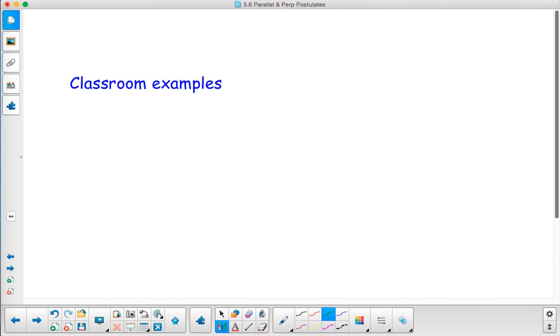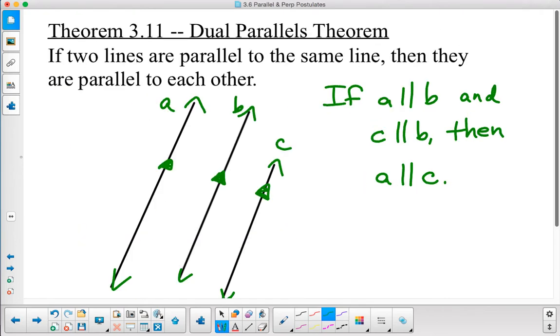Now, if we look around at the room, there are a lot of examples of both of these theorems. Let me flip back to the theorem so that we can see those. Okay, the dual parallels theorem, if you will look up in the classroom, there are dividers in the ceiling that all go the same direction. So you could say the one directly above you is parallel to the one to its right. The one above you is also parallel to the one to your left. And so the one on your right and the one on your left will be parallel to each other.